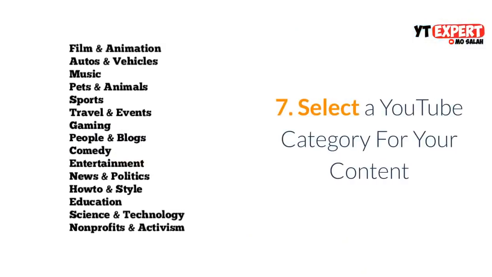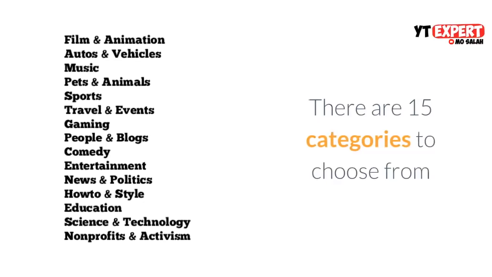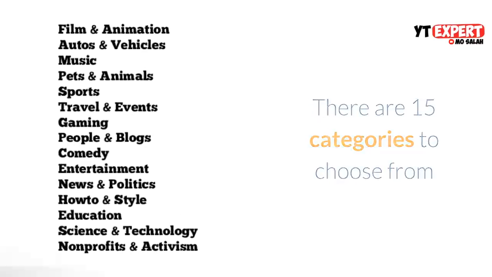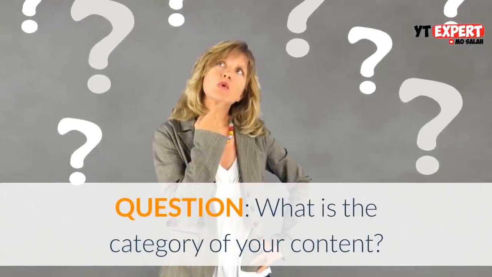7. Select a YouTube category for your content. There are 15 categories to choose from. Question: what is the category of your content?